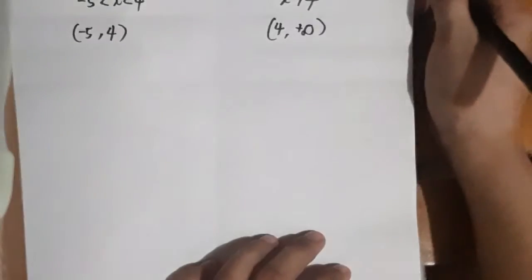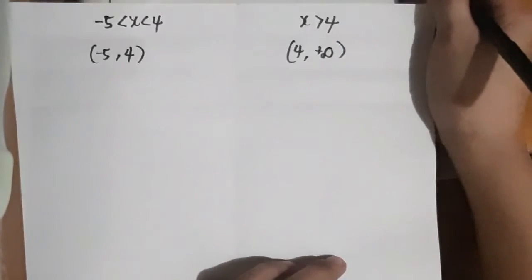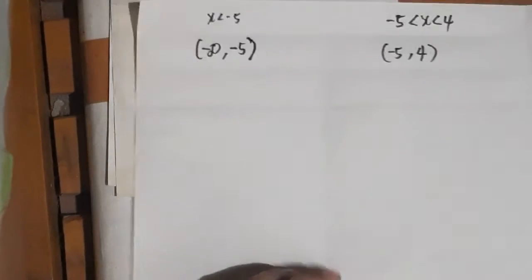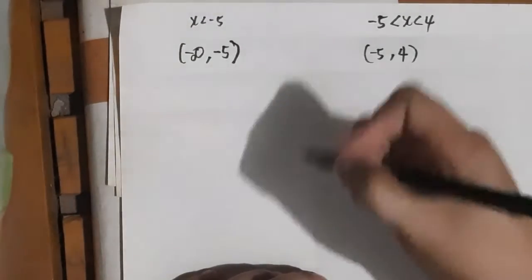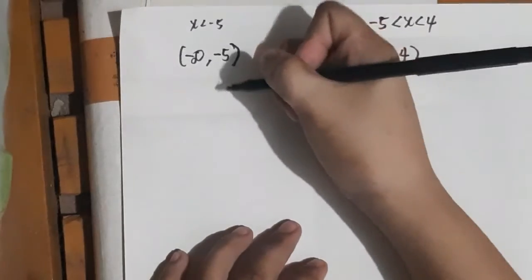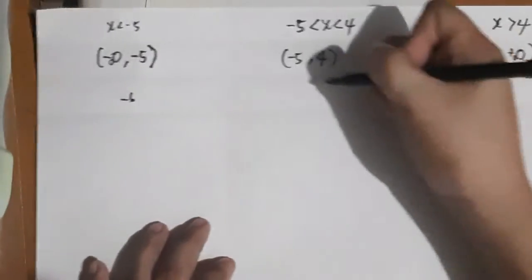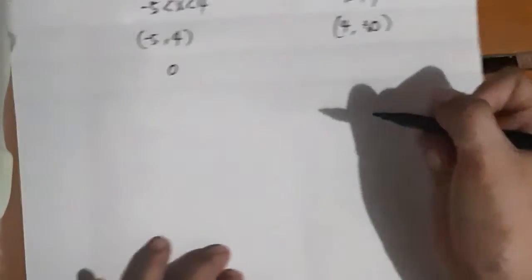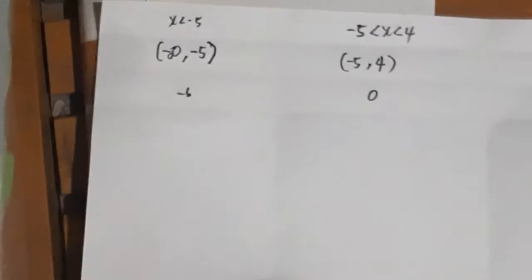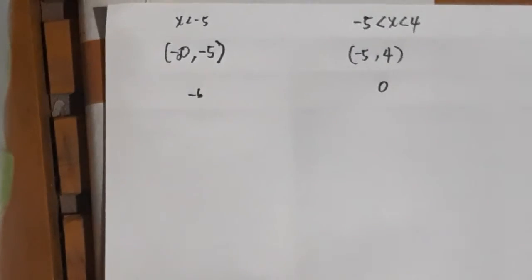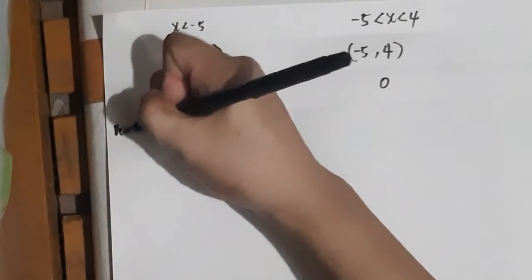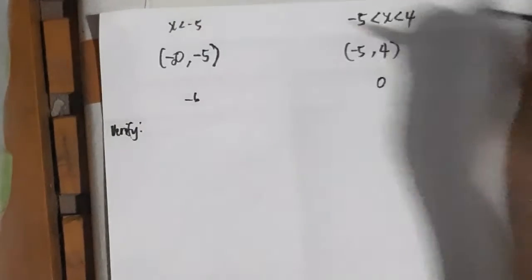When you are writing an interval, write the smaller number first, then the bigger number. So that's how we write intervals. Next, we're going to write the testing points. We have -6 here, I want to use 0 on the middle region, and 5 on the third region. Next, we're going to verify.